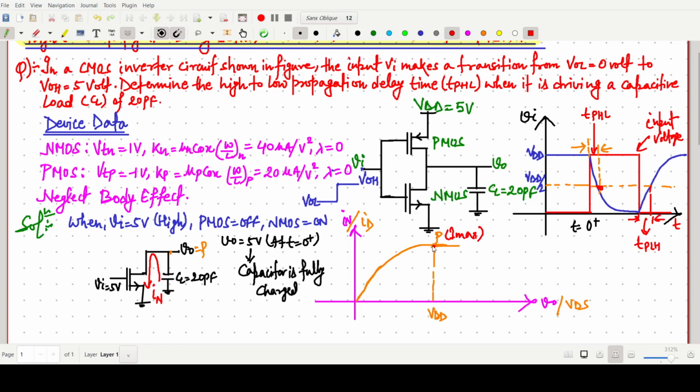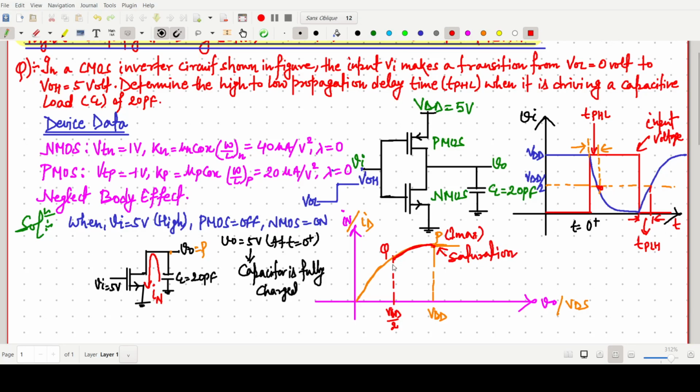Okay, now it goes down, and now at some point will come when this voltage will be VDD by 2. At VDD by 2, this capacitor current starts decreasing. Okay, so this point is our Q. So this Q is slightly less, and at this point, this transistor behaves in saturation mode. How?